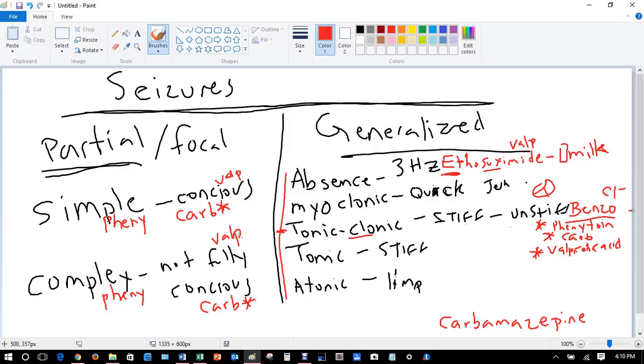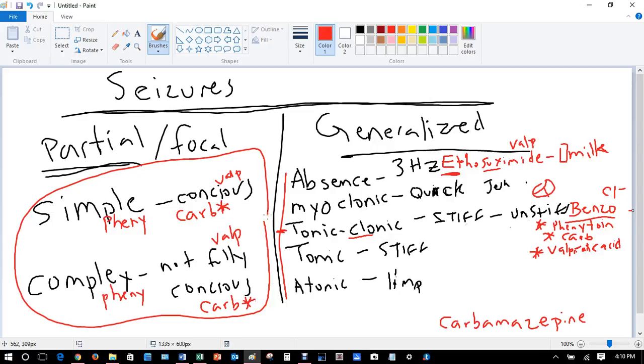If any drug works for simple, it also works for complex. Okay, so that's nice. And in fact, if it's first line for one, it'll be first line for the other. So anytime there's one here, it's for both. I'll circle that so that's what that represents. Next drug, or let's see, valproic acid. Also, I mentioned absence. Yes, I did.